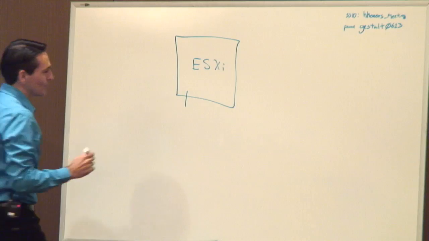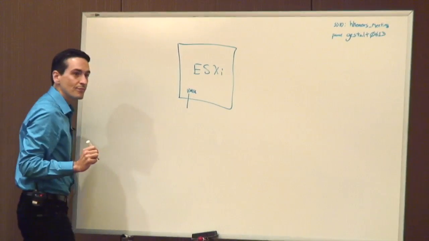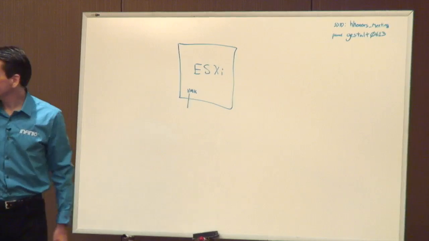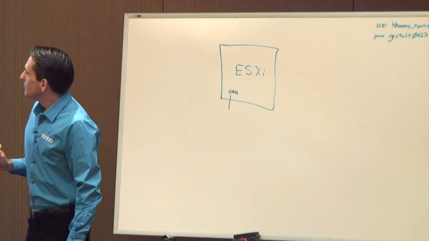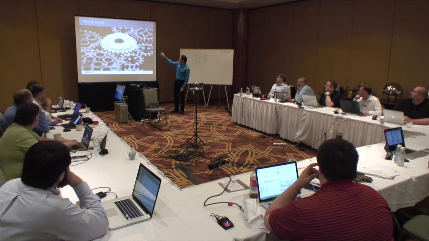So this is your VM kernel interface. And somebody on Twitter is complaining that your gears don't completely mesh, but man, if they did, they wouldn't turn anyway, so don't worry about it. Yeah, they do seem pretty locked in.